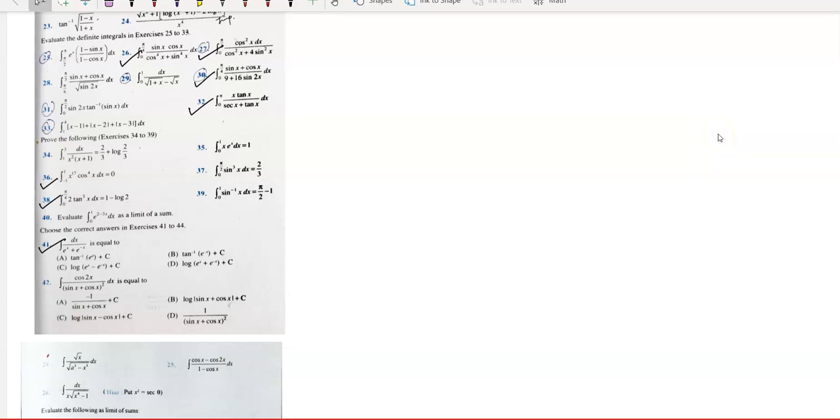So let us start with sum number 38. Today we are going back: 38, then we will do 36, then 32 like this. Sum number 38, it is integral from 0 to pi by 4 of 2 tan cube x dx.